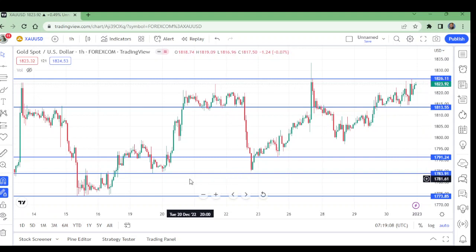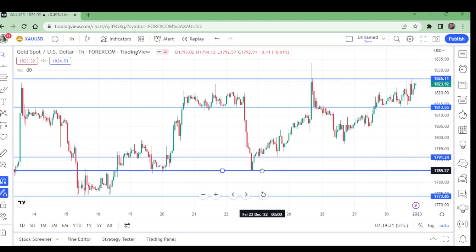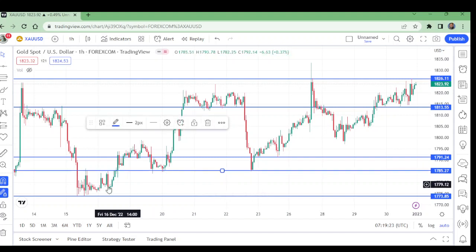And what did it do? This was the low and it came down to this level. It did not touch it, but the upper part of this level, not this level, but this level. From this level it was rejected and went up and broke the previous high.